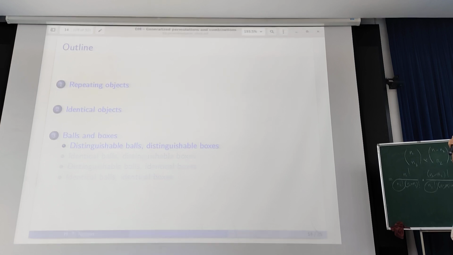So we will consider four different cases. Depending on whether the balls are identical or different, or whether the boxes are identical or different, we will have four different cases. So the first case is when the balls are different from each other and the boxes are different from each other.